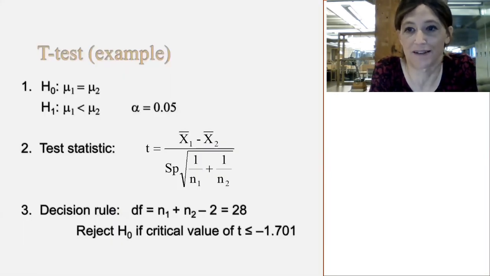Okay, so we're going to test whether or not our intervention is actually lowering cholesterol. And we're going to do a formal statistical test. The null hypothesis would be that the two means are equal in terms of cholesterol. Our research hypothesis is that group 1 is actually going to have lower cholesterol than group 2.